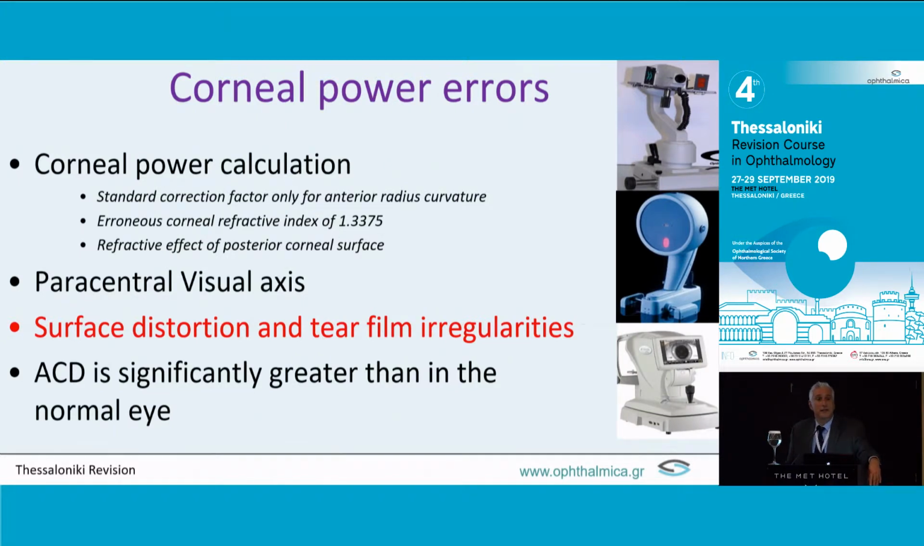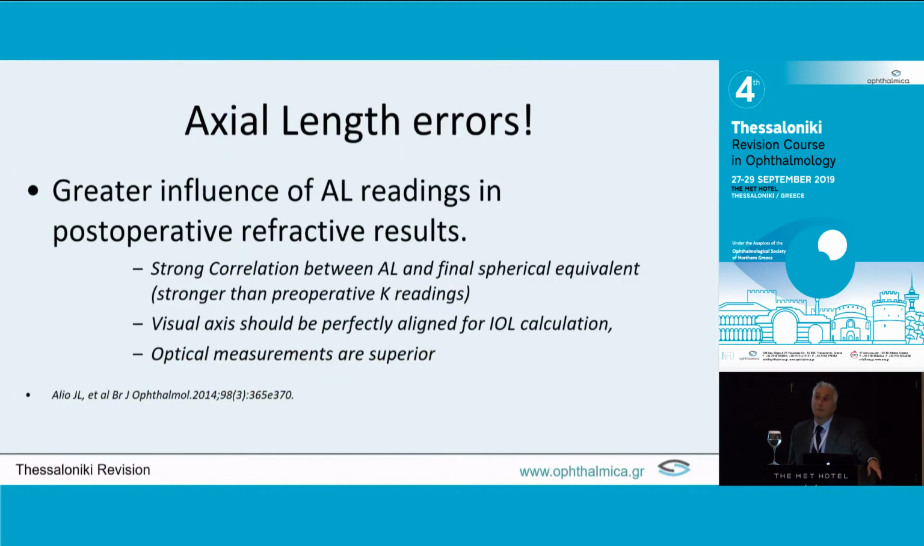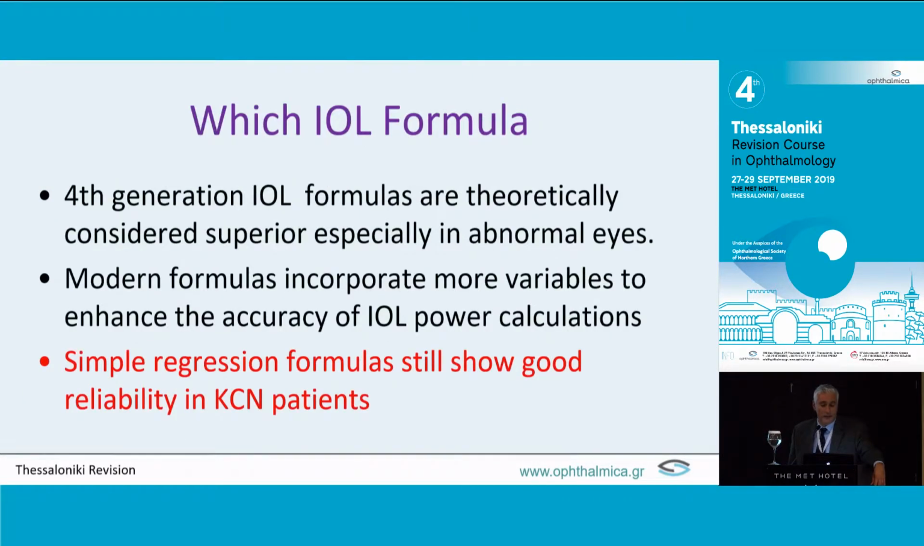And the other thing is that the AC depth is also significantly deeper than in standard eyes. But also axial length is very large in keratoconic eyes, but also in myopic eyes. So take care that you measure the axial length without any problems, especially when you have a paraaxial visual axis, which is a bit of a problem in these cases.